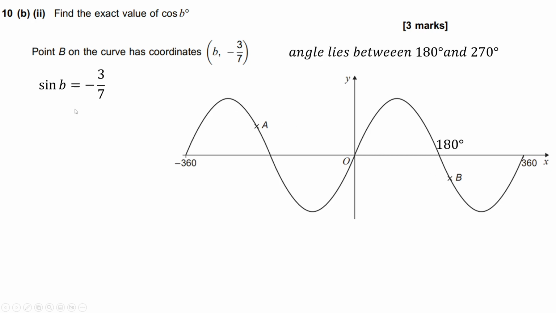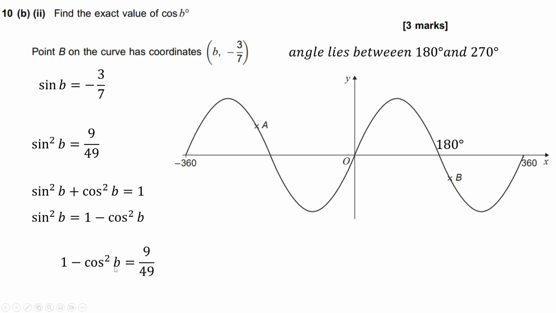What we can do next, I'm sure you've done many questions like this, is we're going to square both sides to get this. We know that sine squared x plus cosine squared x equals 1, or B, or whatever, it doesn't matter. So if we rearrange for sine squared, you'll get 1 minus cosine squared B equals sine squared B. So we can replace that with that, and then just rearrange for cosine squared B, and you'll get this.